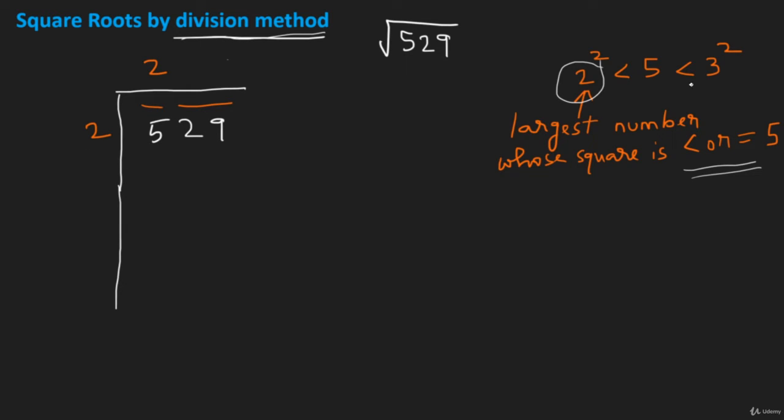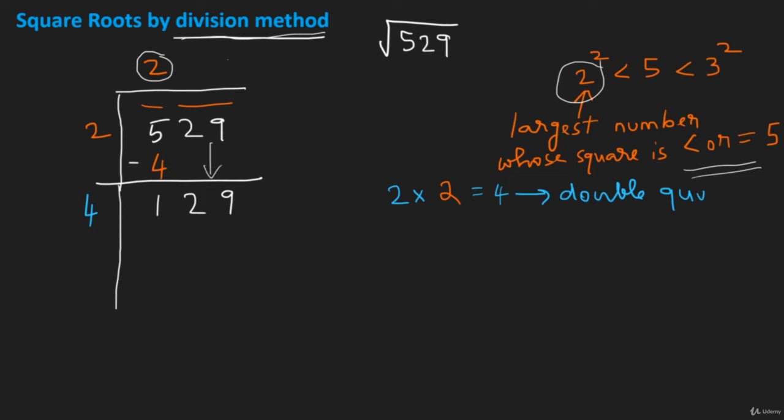Now 2 into 2 is 4. We subtract that from 5 over here. Let's do that. And 5 minus 4 gives us 1. So we write the 1 over here. Now we take the next group of 2 numbers down. So we take 2 and 9 over here. So we write that over here, and we have 129 over here. Now we take the quotient and multiply it with 2 and write it over here, right? So that's 4. So 2 into 2 is 4. It's double the quotient. That's why we write 4 over here.